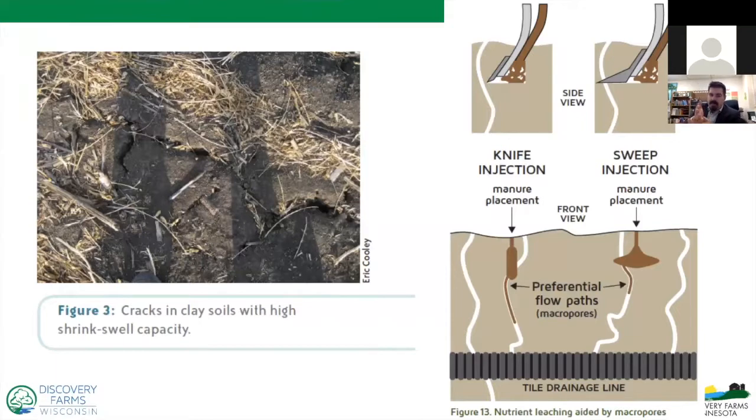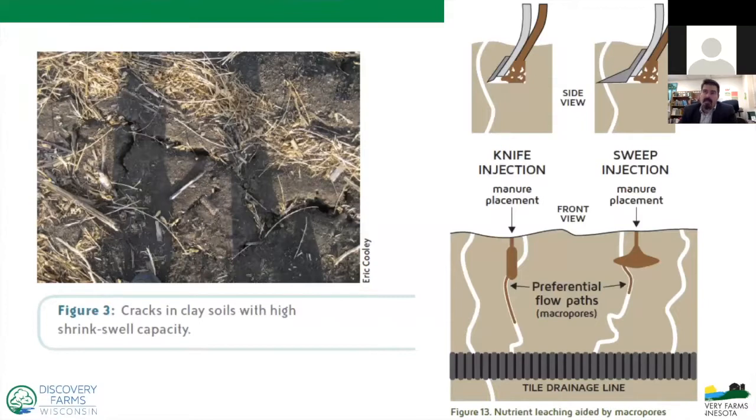If you have knife injection, it tends to be a bit more of a point injection. And if you're doing that in an area where there's a crack or pathway right underneath, it can move right through. So one of our recommendations is, if you have a sweep injector that's smearing over the top of those cracks, it can help reduce the amount that's going to be moved down through one of those preferential pathways, just by kind of blocking it off or smearing it over. It doesn't completely prevent it, but it's a technique to alleviate that.